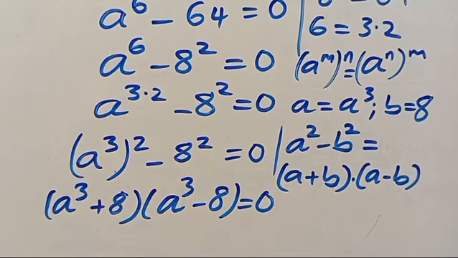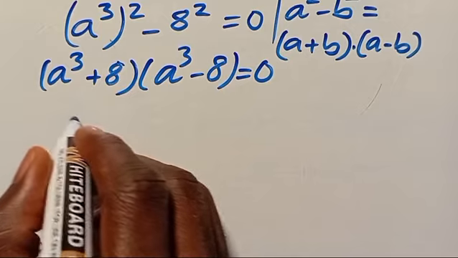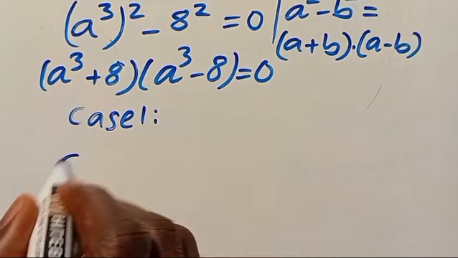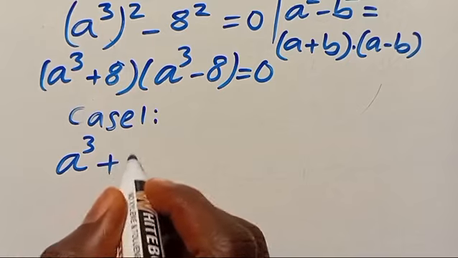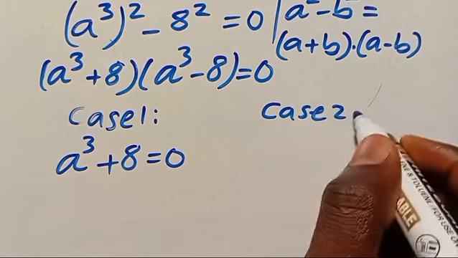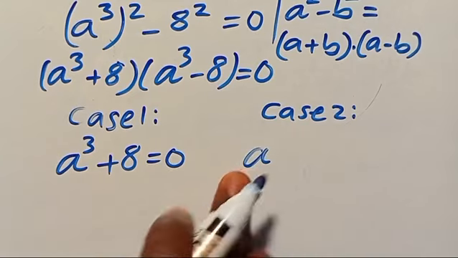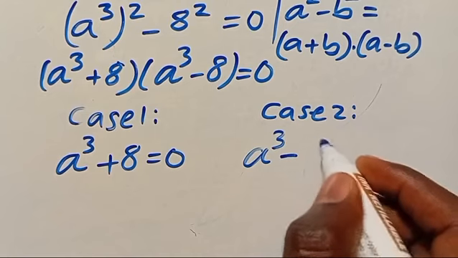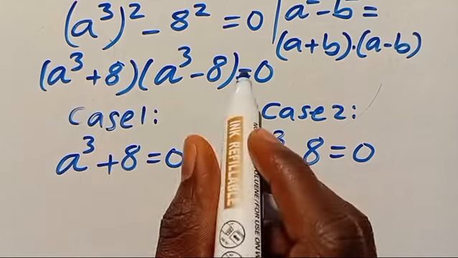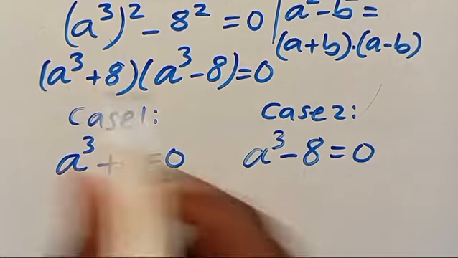Now for this expression to be equal to 0, either we have, let's say case 1, a to the power of 3 plus 8 equals 0, or case 2, a to the power of 3 minus 8 equals 0. Either we have this one to be 0, so when we multiply with this, it will be 0, or we have this to be 0, and when we multiply by this, it will give us 0.